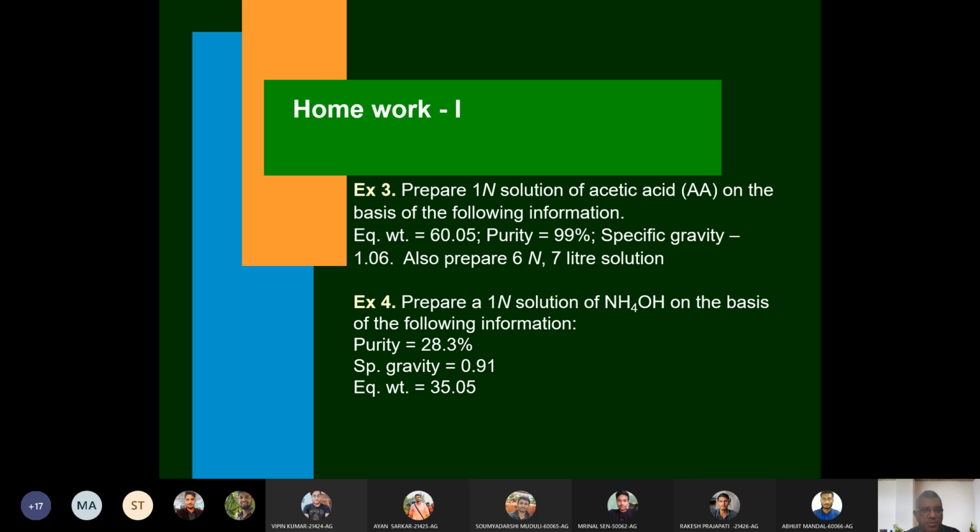Prepare 1 normal solution of acetic acid on the basis of the following information: equivalent weight, purity, specific gravity, all are given, and also prepare 6 normal 7-liter solution. So same numerical. And next is prepare a 1 normal solution of ammonium hydroxide. Purity is 28.3%, specific gravity 0.91, and equivalent weight is also given. So please do it in your practical record.